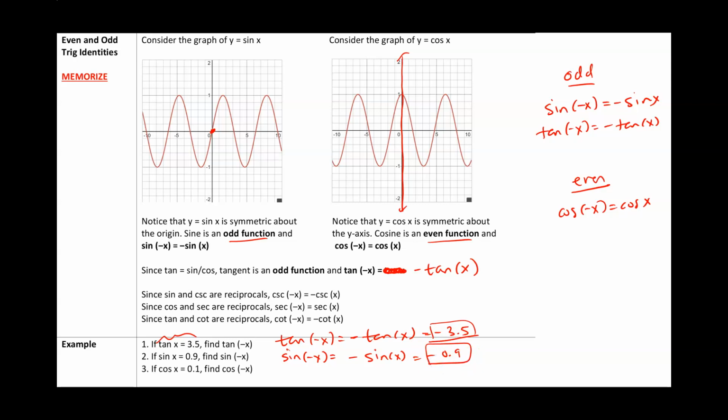And then lastly, if cos x equals 0.1, find cos negative x. So cos negative x is going to equal cos x because cos is an even function. And cos x is 0.1, so that'll be 0.1. So as you can see, for tangent and sine, we take the negative value of sine and tangent for tan negative x and sine negative x. For cos negative x, it's the same value as cosine of x. Think of questions you guys have, and we will go over these in class.